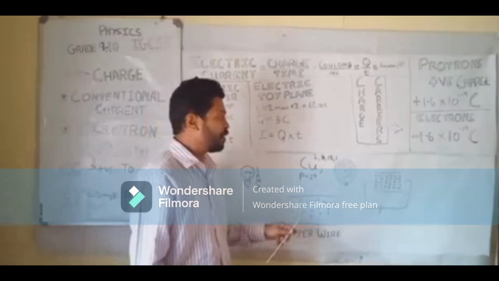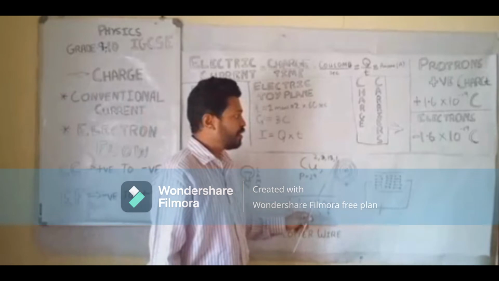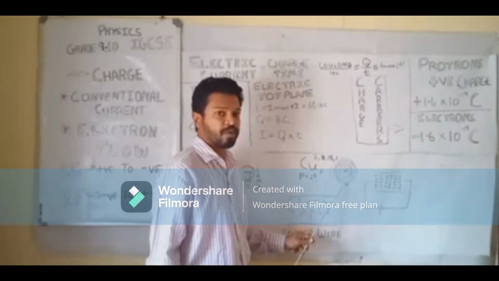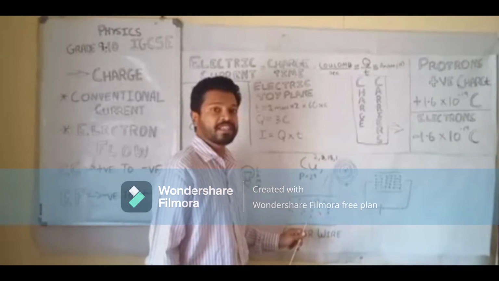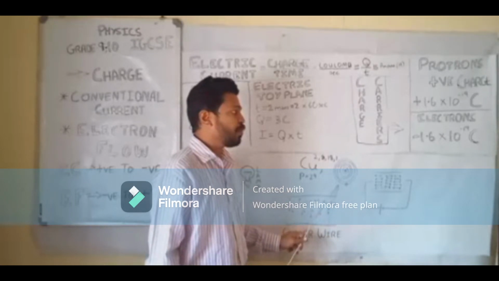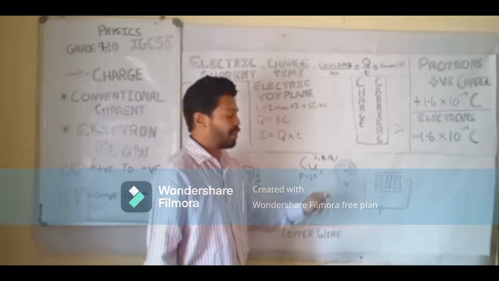I will be telling you, you can see the structure of copper. There is one electron in its outermost orbit. This is called the valence electron. What happens is that this valence electron is responsible for the flow of current, which is called charge carriers.